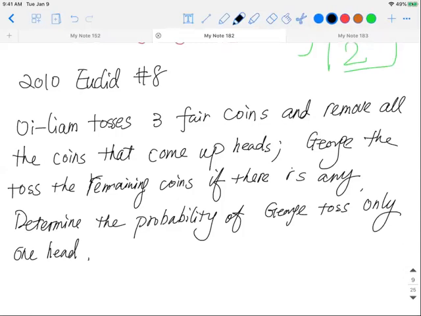There are two guys. The first one is Oi Lim. He tosses 3 fair coins, and afterwards he is going to remove all those heads-up coins. Then George, the second person, comes in and tosses the remaining coins, if there are any. It's possible there's nothing: if everything is heads and he removes everything, nothing is left for George. Please determine the probability that George tosses only 1 head.